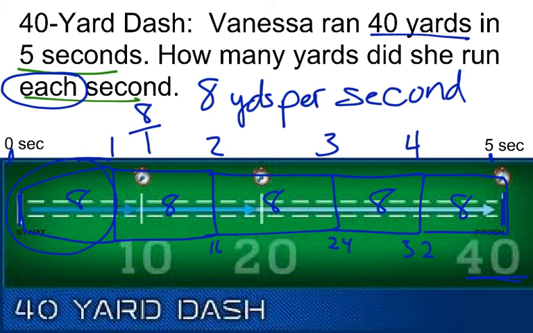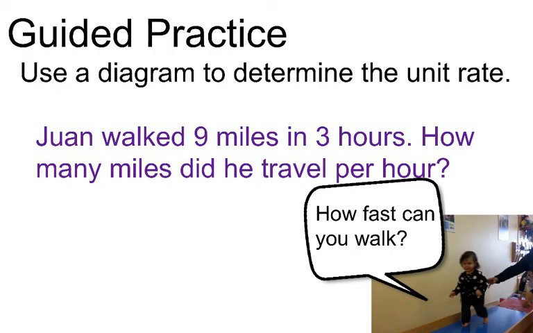So now it's your turn. So in this problem, you're going to use a diagram to determine the unit rate. Let's look at our situation. Juan walked 9 miles in 3 hours. How many miles did he travel per hour? So, you're going to use a diagram to determine the unit rate.